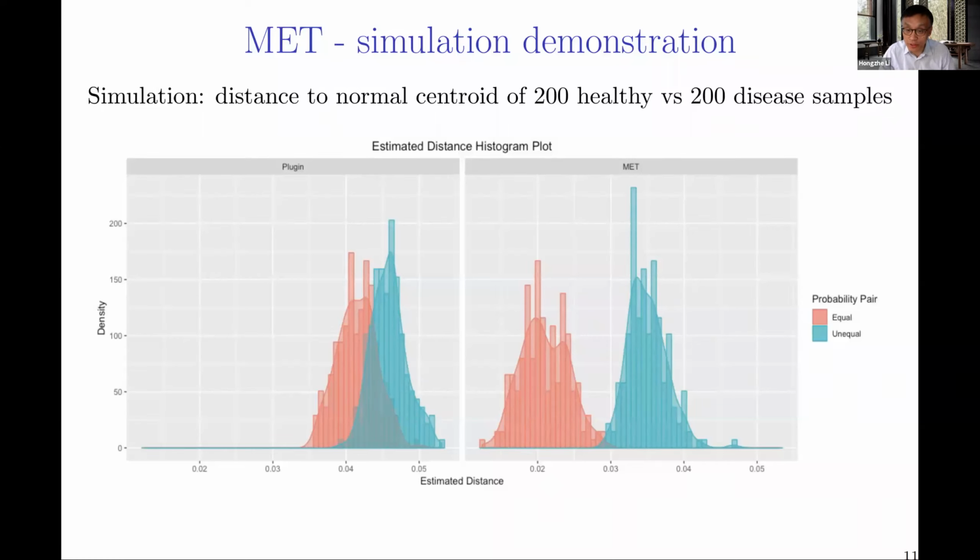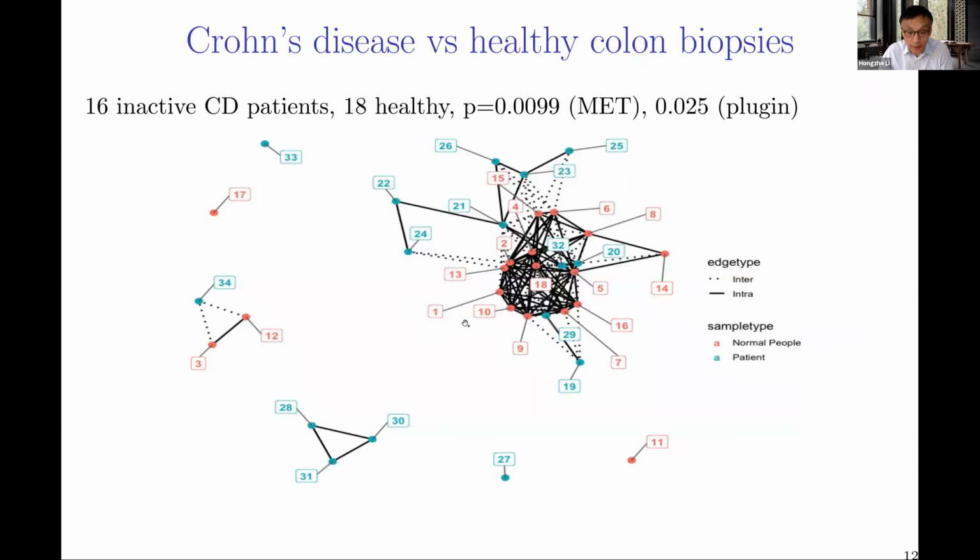So this basically says that by applying our improved estimate, we can see a better separation of the microbial communities between the disease samples and the healthy samples. Now let's look at a small data set that we analyzed. This is not a gut microbiome. This is the microbiome from patients' colon biopsies. Here I have 16 Crohn's disease patients, but they are not in the active state, so they are not active Crohn's disease patients, and I also have data from 18 healthy controls.